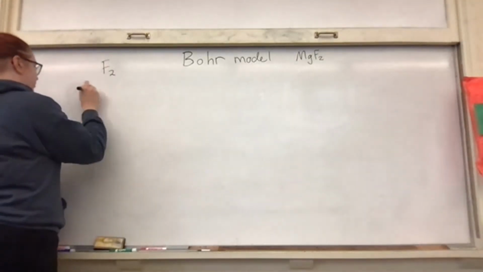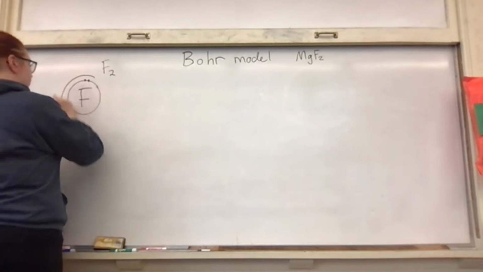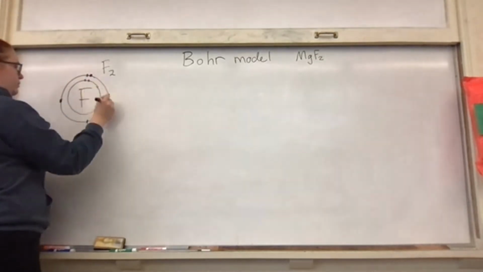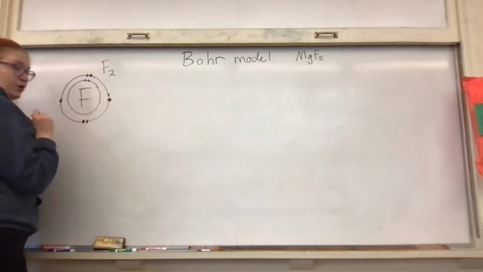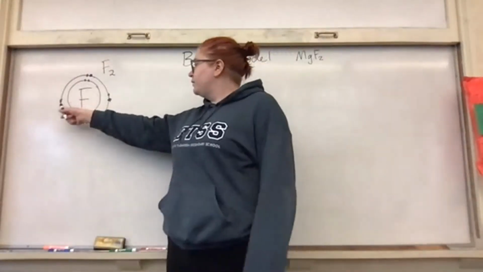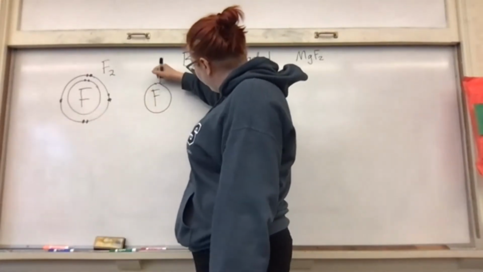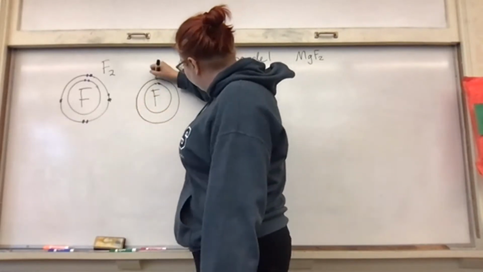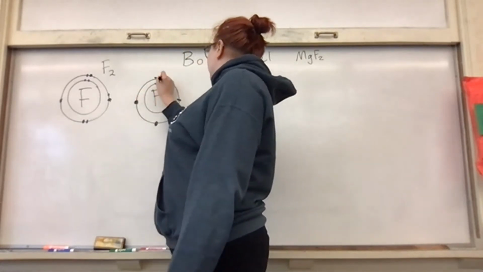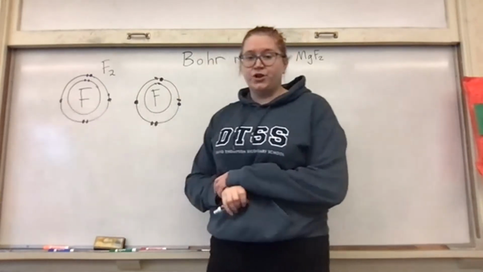So fluorine looks like this. I've drawn fluorine a lot today already. 5, 6. There we go. 9 electrons. Move over here so you can see me. So it wants one more electron. Fluorine doesn't travel by itself. Here's another fluorine atom hanging out over here. And this fluorine has the same problem. It also wants one electron.